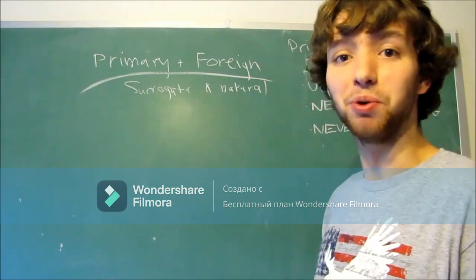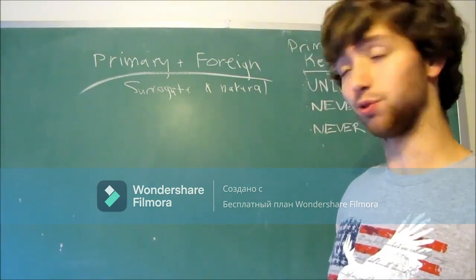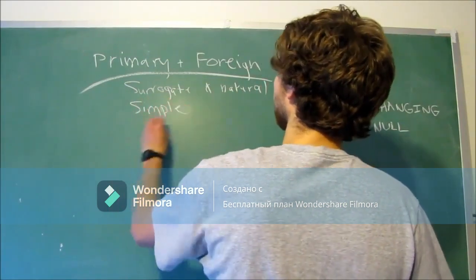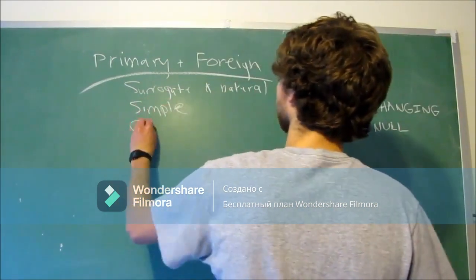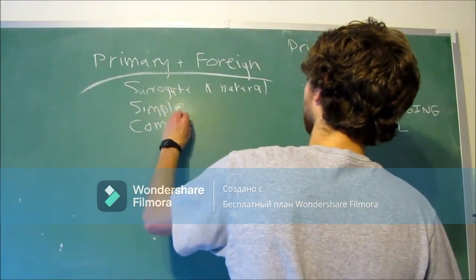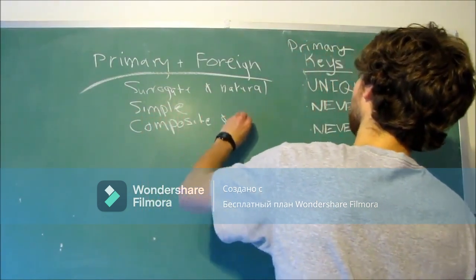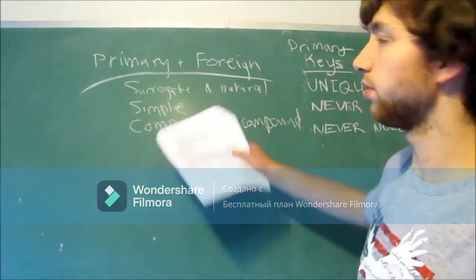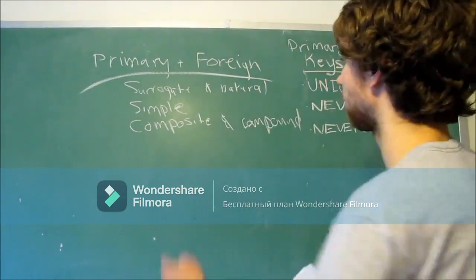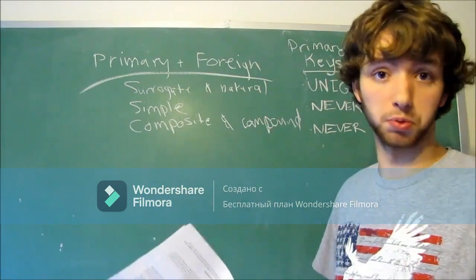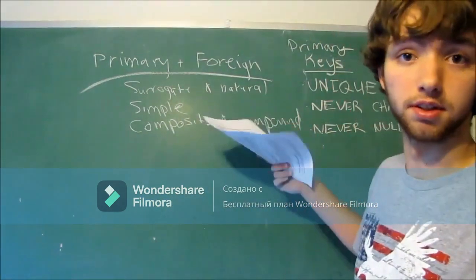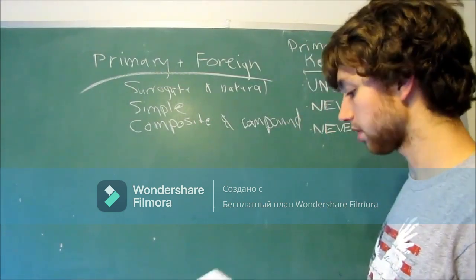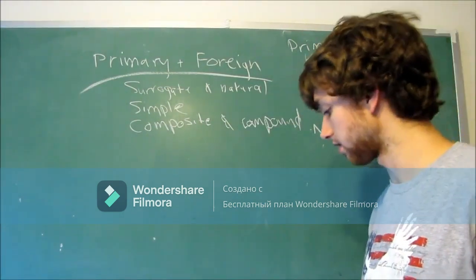Speaking of simple, we'll talk about the simple key. Alright, so we've got simple, we've got composite, and compound. Okay, so simple is basically a one-column key. Composite and compound are multiple column keys. We talked about those in the previous video, I believe. Yeah, so that's pretty much all the categories of keys.